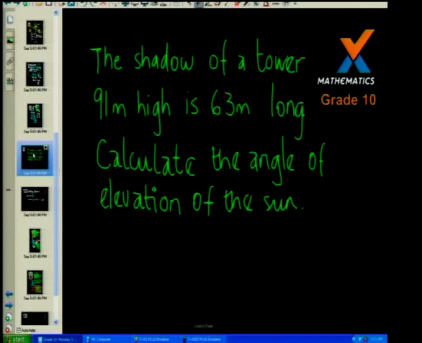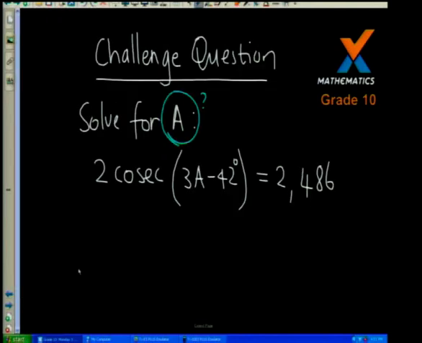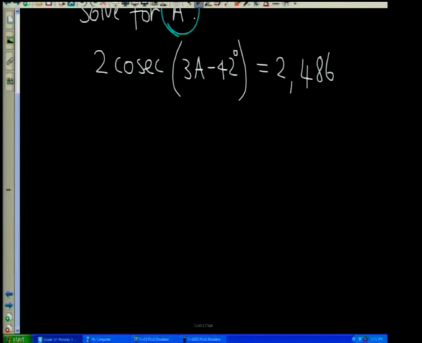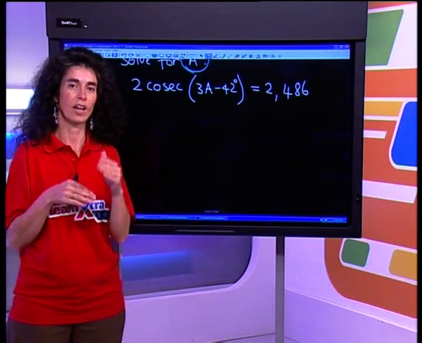You can get working. There's a tower 91 meters high. It casts a shadow of 63 meters. What is the angle of elevation of the sun? Okay? And while you're busy with that, the rest of us will be doing the challenge question, what is the value of A?